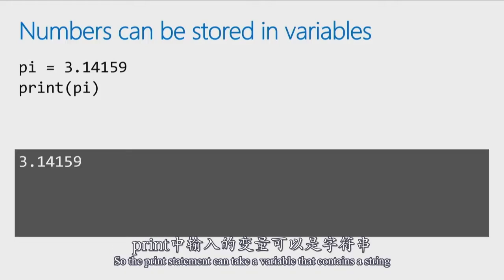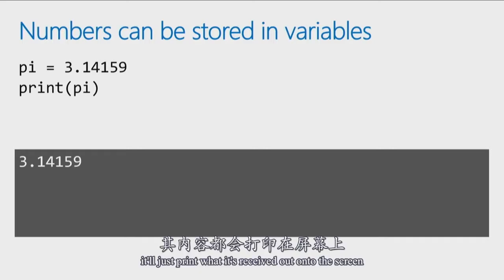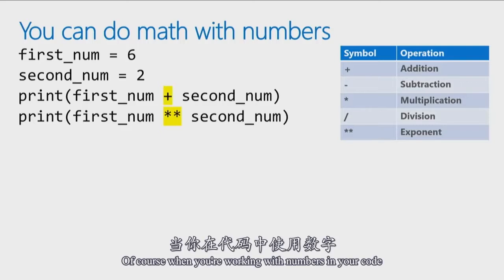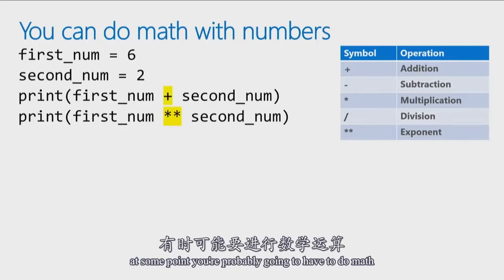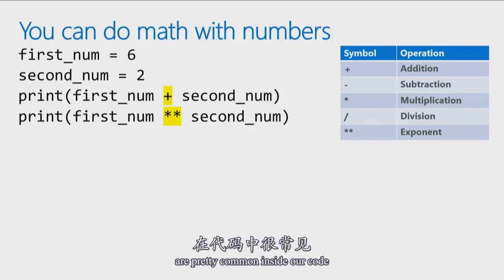So the print statement can take a variable that contains a string, or a variable that contains a number. It really doesn't matter either way. It'll just print what it's received up onto the screen. Of course, when you're working with numbers in your code, at some point you're probably going to have to do math. Calculations to figure out people's salaries or taxes are pretty common inside our code.